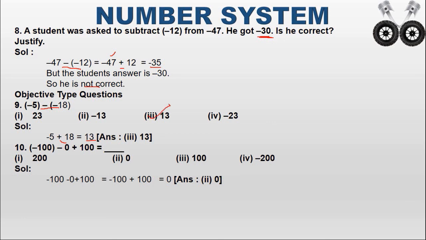So next one, 10th one: minus 100 minus 0 plus 100 equal to. So minus 100 minus 0. When I separate, I get the answer as minus 100. Next, minus 100 plus 100. These two have different signs, that means we have to subtract. So when I subtract, I get the answer as 0. So the second option is correct.